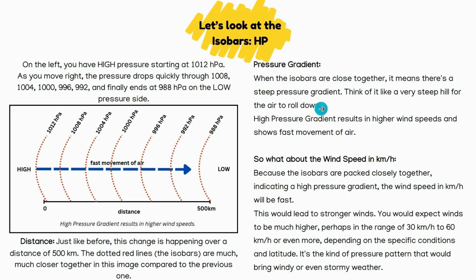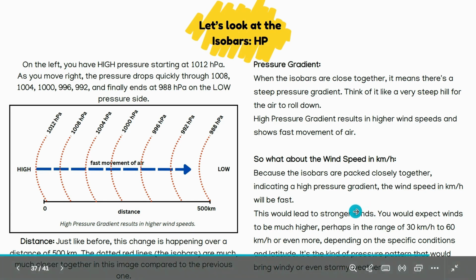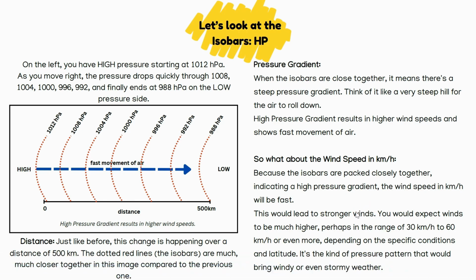So the high pressure gradient results in higher wind speeds and shows fast movement of air. Because the isobars are very closely packed together, it indicates a high pressure gradient, and the wind speed will be very fast, with strong winds. You would expect winds in the range of, in this image, 30 to 60 kilometers per hour, or maybe more. Depending on the specific conditions and also the latitude, it's the kind of pressure pattern that would bring windy and stormy weather.